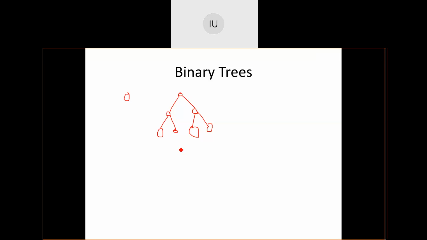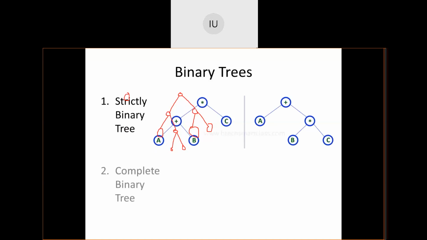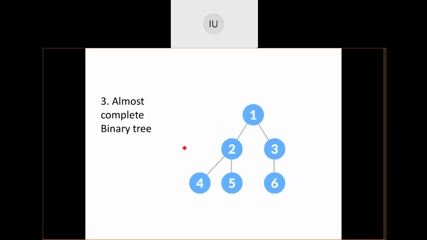Okay. Now, what is the type of the tree that I have drawn? Strictly binary tree. It is strictly binary tree. Yes. Yes. Thank God you have understood it. Nice. Okay.